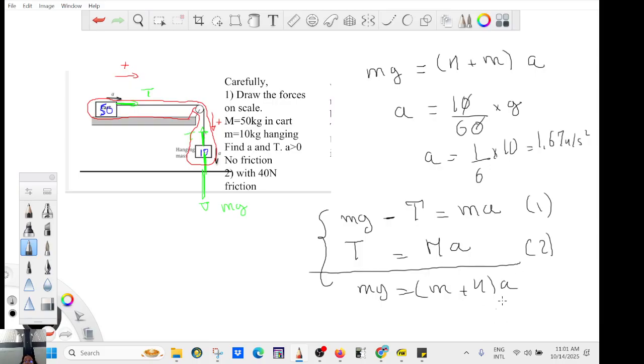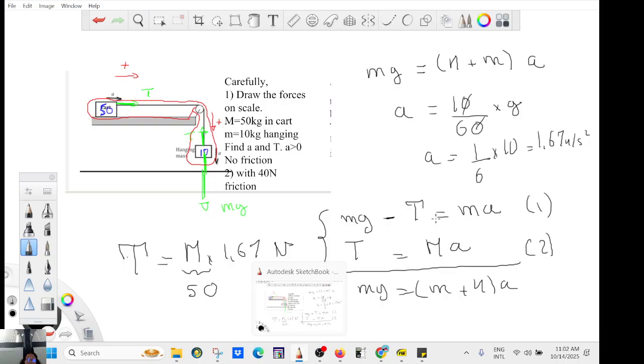Right? Now, if you are asked what is the tension, you would say T equals m times 1.67 Newton, and m is 50. Okay? Do you see? It's a trick. Now, if you want to do it the long way, the book will do it the long way, so you can do it the long way.